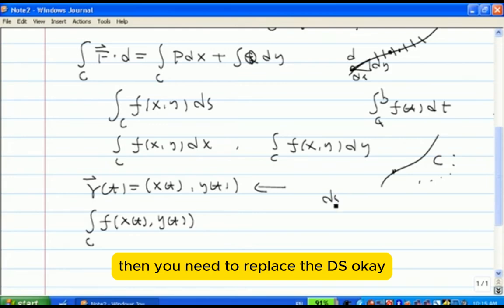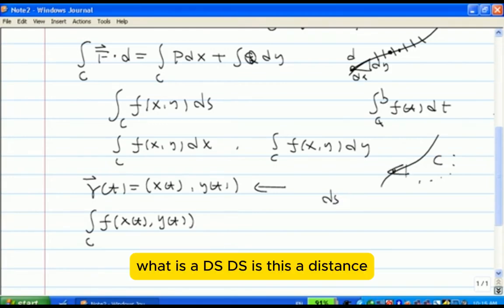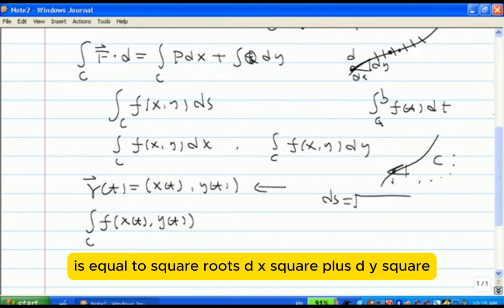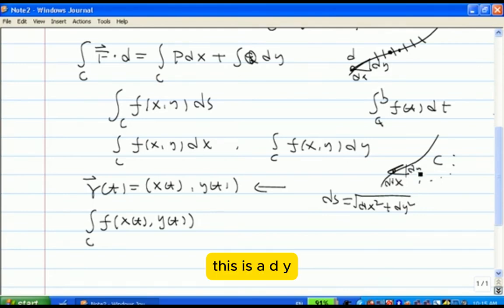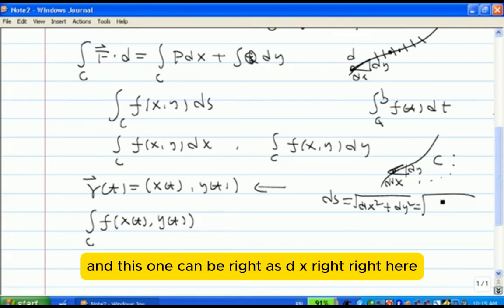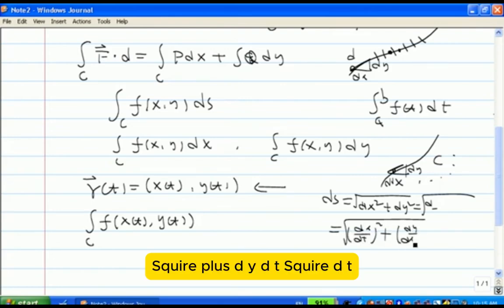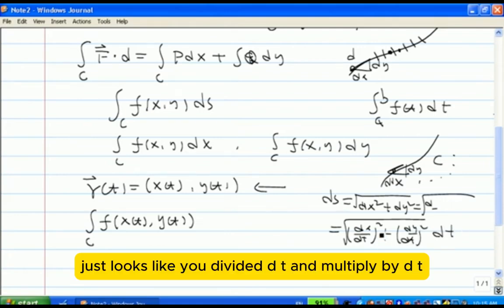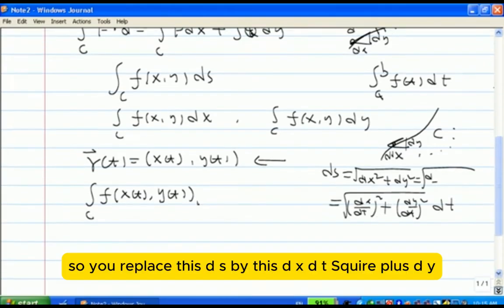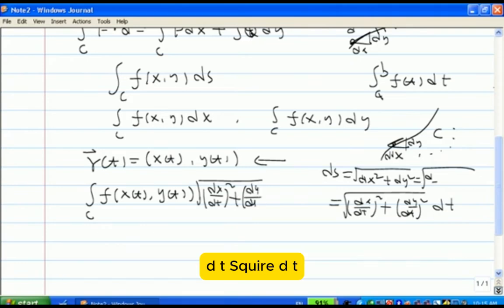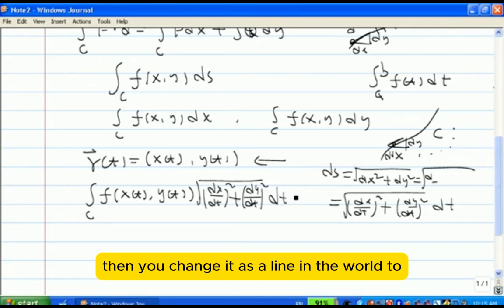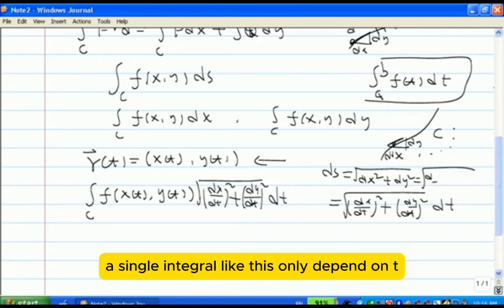Then you need to replace the ds. What is the ds? ds is this distance, equal to the square root of dx squared plus dy squared. This is the dx, this is the dy. And this one can be written as the square root of (dx/dt) squared plus (dy/dt) squared, times dt. It just looks like you divided by dt and multiplied by dt. So you replace this ds by the square root of (dx/dt) squared plus (dy/dt) squared, dt. Then you change this line integral to a single integral like this, which only depends on t.